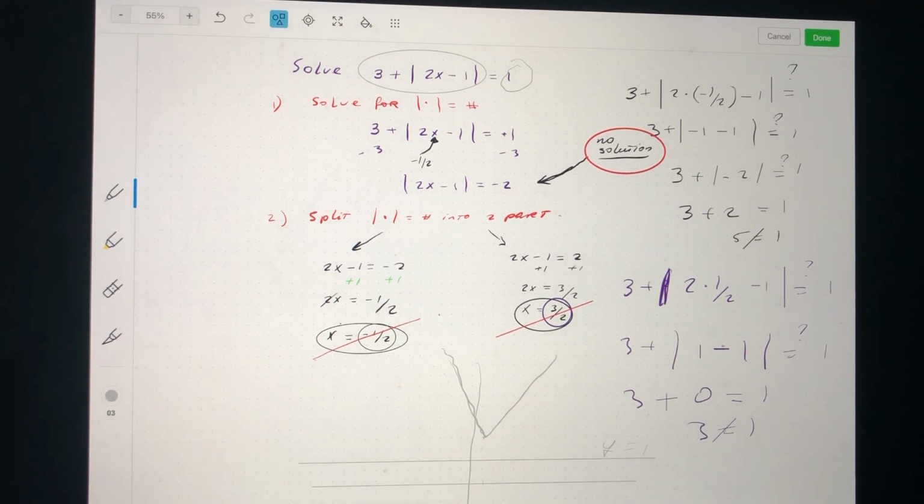And that's all there is for this example. So that's how we solve an absolute value equation if there is no solution.